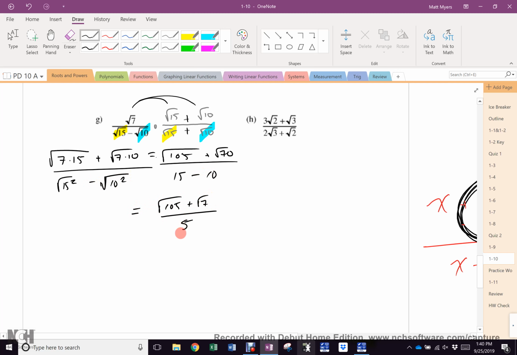5. And I'm done, right? Because 105 doesn't get any simpler, because it's 3 times 5 times 7, no pairs. 70 doesn't get any simpler because it's 2 times 5 times 7, no pairs. And I'm finished because I got rid of my radicals on the denominator, yes? Now, this move right here, where you have x plus y, and you multiply it by x minus y, you keep the same terms but change the sign, this is called a conjugate.